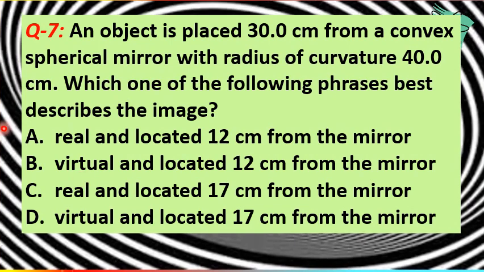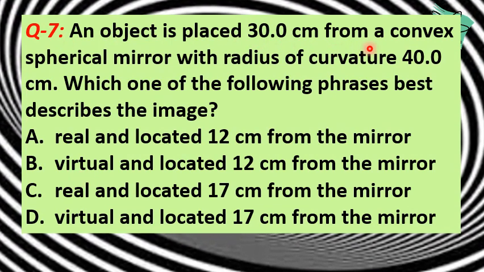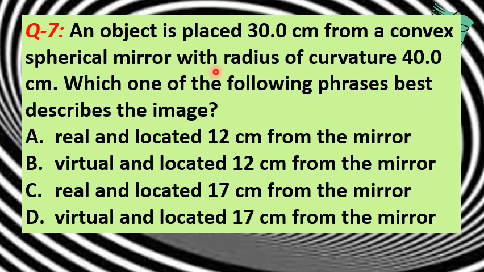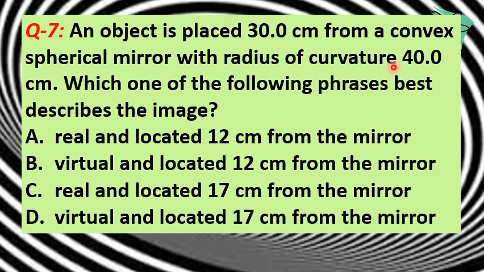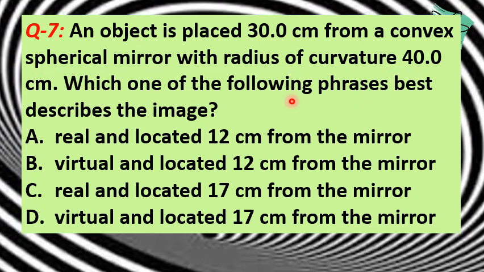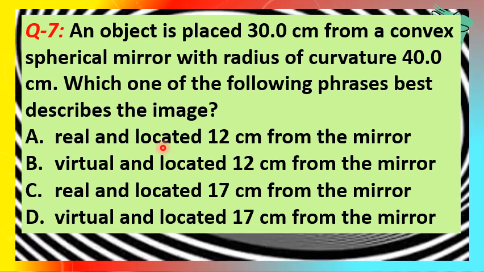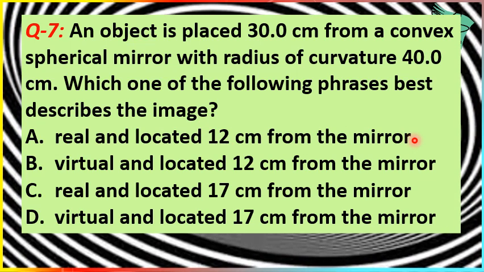Question number 7. An object is placed 30.0 centimeters from a convex spherical mirror with a radius of curvature 40.0 centimeters. Which one of the following phrases best describes the image? Option letter A, real and located 12 centimeters from the mirror.